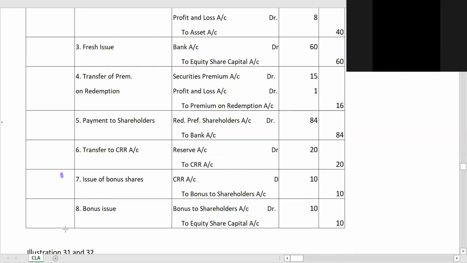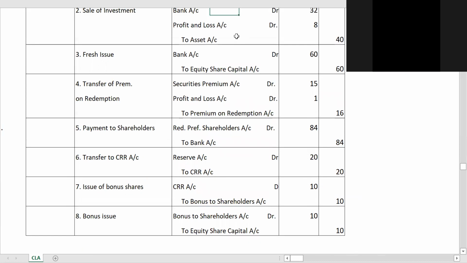Then ये लास्ट टू है बोनस इश्यूज की एंट्रीज है. ठीक है, जो आखिरी दो हैं, these are bonus entries where you will have the issue of bonus shares: CRR debited to bonus to shareholders 10 lakhs. We had calculated it as 10, and bonus to shareholders debited to equity shareholders. Straightforward. Okay, this is the solution overall. There's one thing, okay, I'll tell you.